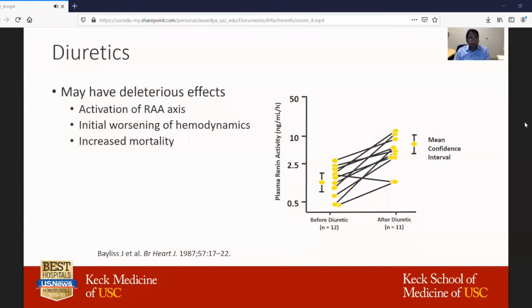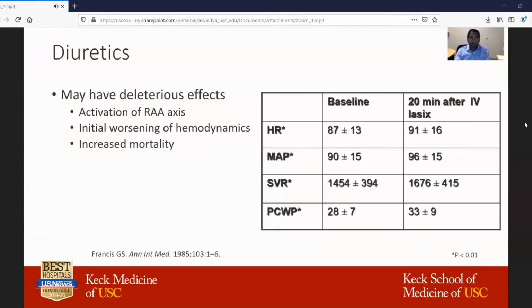So they are associated with activation of the renin-angiotensin-aldosterone system, and initial worsening in your hemodynamics, but also associated with worsening mortality. So this is something showing an increase in plasma renin activity after diuretic, as opposed to before. And then these are the kind of initial worsening of your hemodynamics.